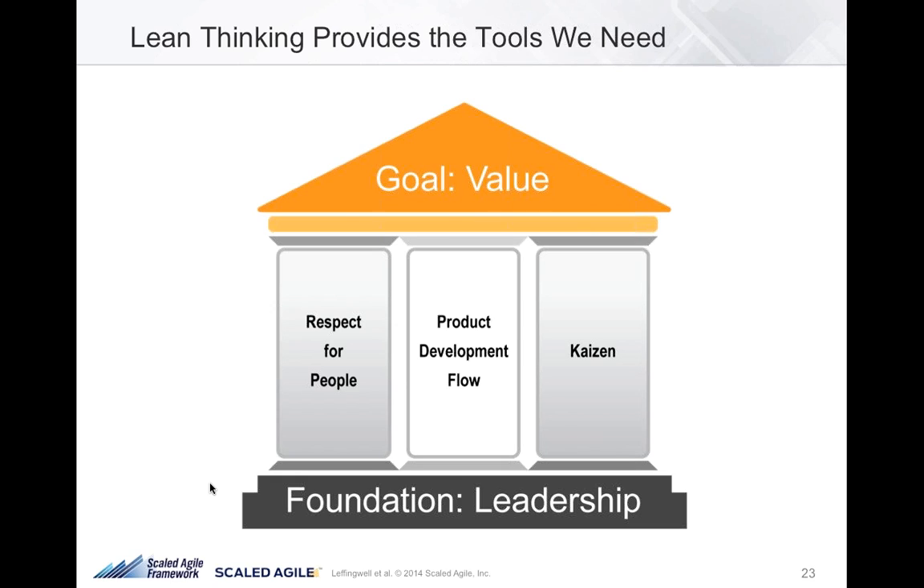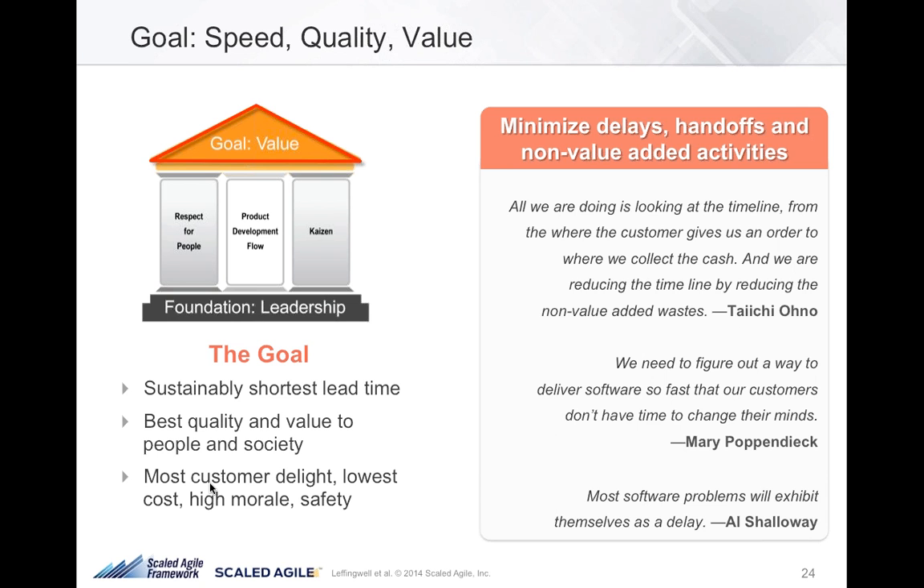And the House of Lean, as is attributed originally to Toyota, and there are many variants of it, is described here with 5 key components: the goal, respect for people, product development flow, Kaizen or continuous improvement, and then note the foundation. The foundation of Agile is absolutely Agile teams, practitioners, and developers, and I think that's great. I wouldn't change that for the world. But if we want to implement Lean, leadership needs to step up, and they need to take an active role in that process. The goal is very simple: sustainably shortest lead time with great quality and value.